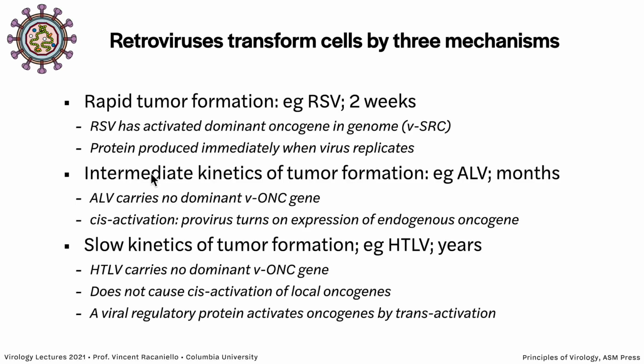That's one mechanism. Then we have tumor formation with intermediate kinetics, like months. And that's ALV, the parent of our Rous sarcoma virus, avian leukosis virus. It takes months for the chickens to develop a leukemia. These viruses don't have an oncogene, right? I showed you a picture of their genome earlier. Gag-pol-envelope, no oncogene. How do they transform cells? By a mechanism we call cis activation.